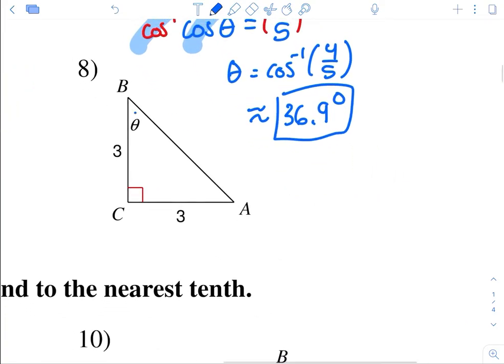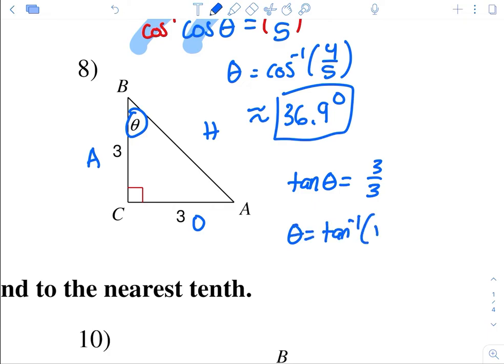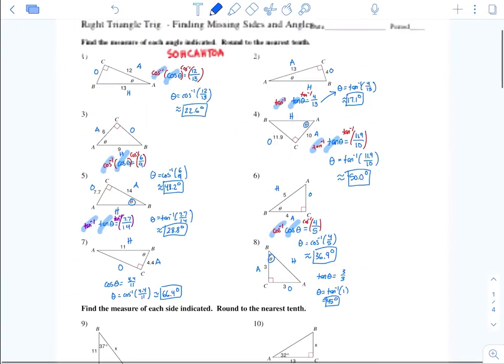8. There's theta. This side is opposite, adjacent, hypotenuse. So we're going to be using TOA, which is tangent. Tan theta is equal to 3 over 3. So take tan inverse to both sides. So we're going to have theta is equal to tan inverse of essentially 1. And tan inverse of 1 is 45 degrees on the dot. Alright, so that's 1 through 8.